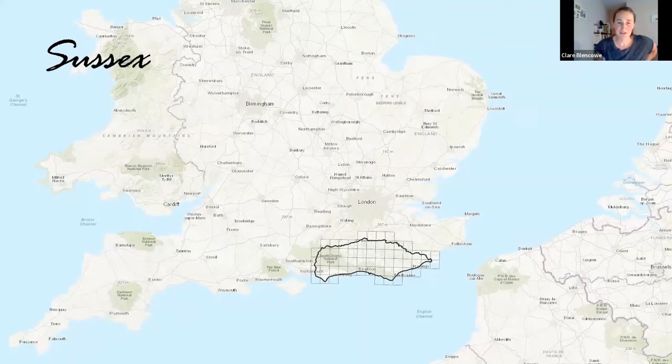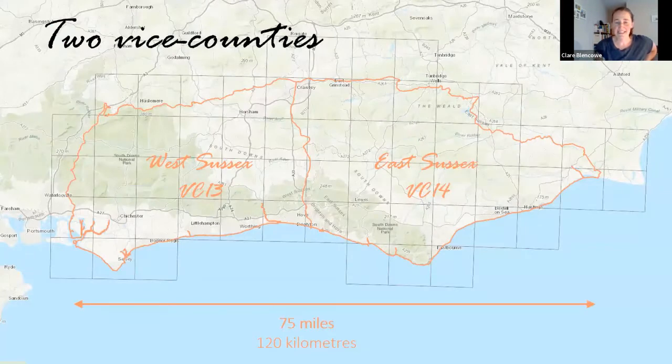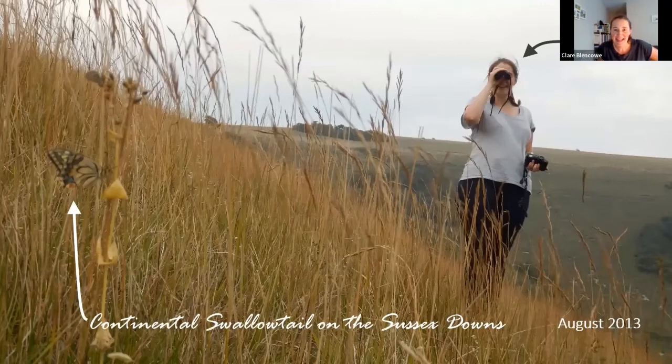And if you don't know where Sussex is, there it is. It's on the sunny south coast of the UK, and it's actually two counties, West Sussex, where I live, and East Sussex, and it's about 120 kilometres from end to end. So it's a fairly extensive patch, but small enough that one person can get to explore quite a lot of it over the years.